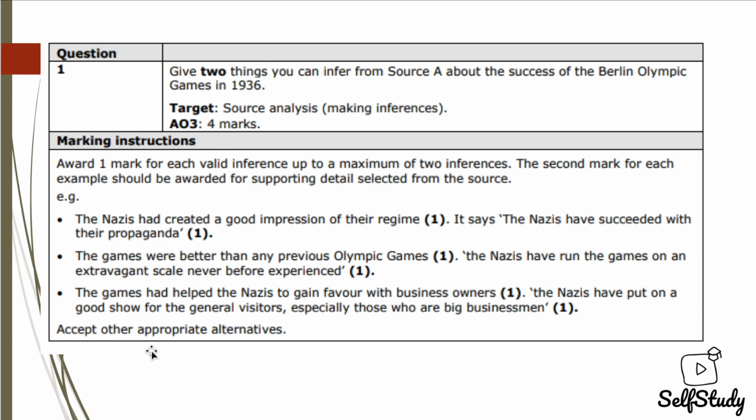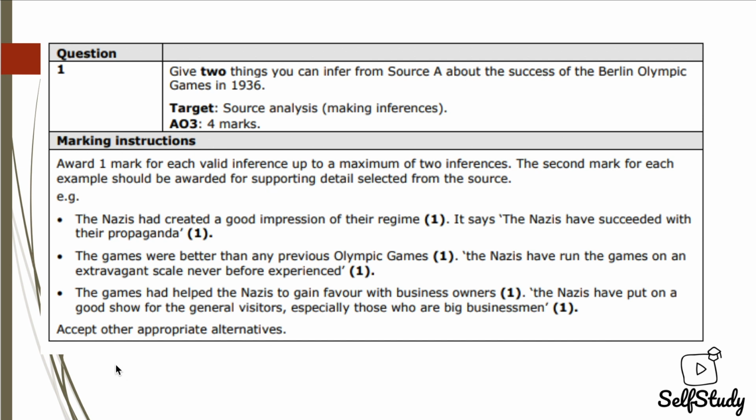Let's look at the second point. The games were better than any previous Olympic Games. The Nazis have run the games on an extravagant scale never before experienced. Okay, so that's another point we could have said. And finally, the games have helped the Nazis to gain favor with big business owners. That's what we said, gain the support of big business owners. It's similar, along the same lines. And it is supported by the Nazis have put on a good show for the general visitors, especially those who are big businessmen. And so we would have got 4 out of 4 in that question.